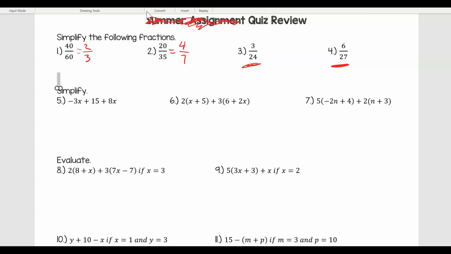Okay, so let's see how we did here. We had 3 actually divides into 24, so I can divide 3 by 3 and get 1. 24 divided by 3 is 8. So that should have been 1/8 if you did that correctly. And now for 6, it does not divide into 27. If you try to do that, you find it won't work. But 3 goes into 6, right? 6 divided by 3 is 2, and 27 divided by 3 is 9, and then there's no more common factors there for me to reduce that to.